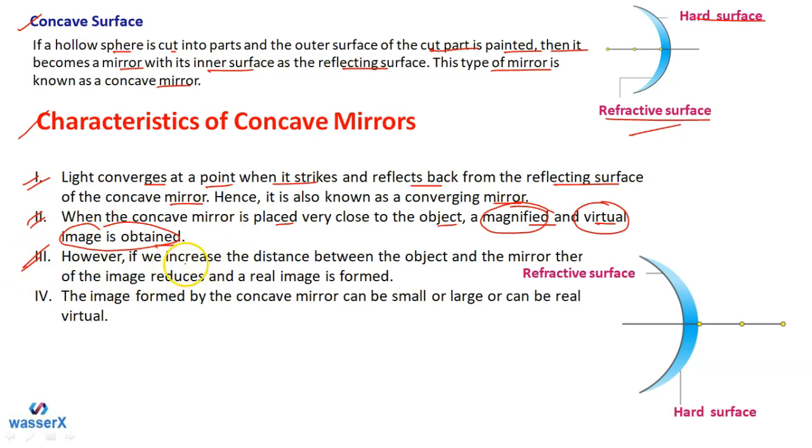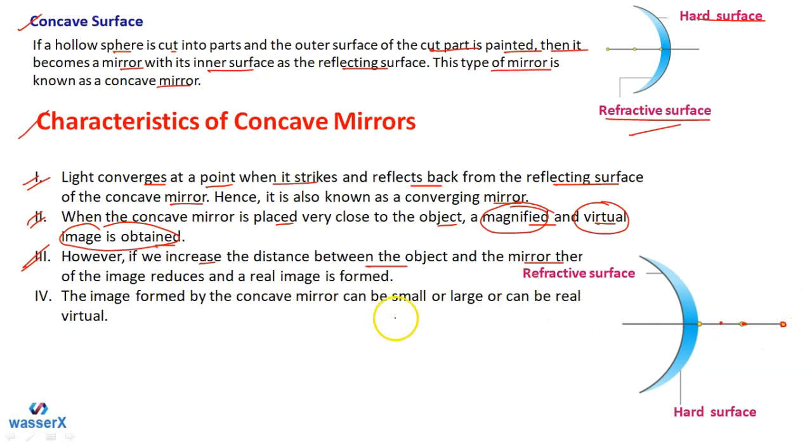However, if we increase the distance between the object and the mirror, meaning when you take the object away from the mirror, as you can see here, let's say initially it is here and now you are taking it away, and then you put it here and here.